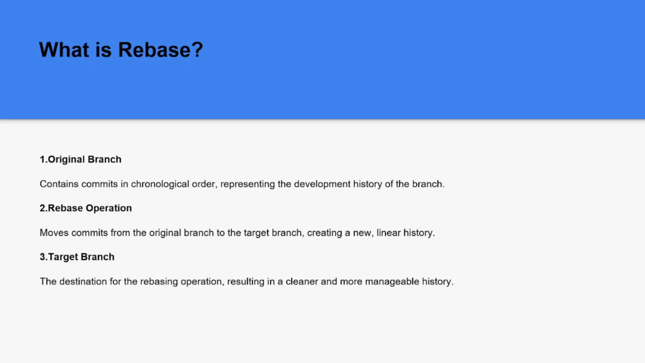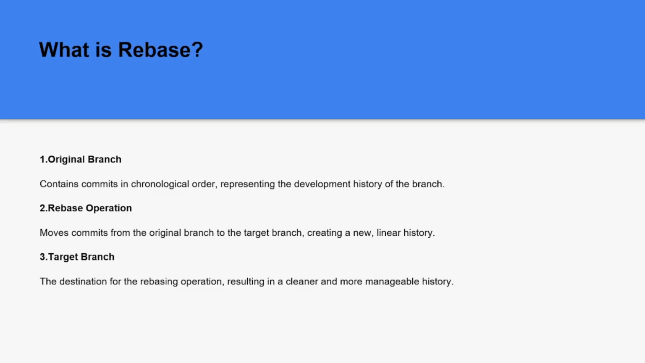Now, coming towards our topic, what is the rebase command? First, let us see what an original branch is. A branch containing commits in chronological order, representing the developmental history of the branch. We can understand it in simple language as: a main branch is the main flow of a coding program.